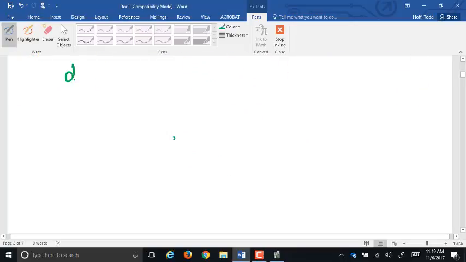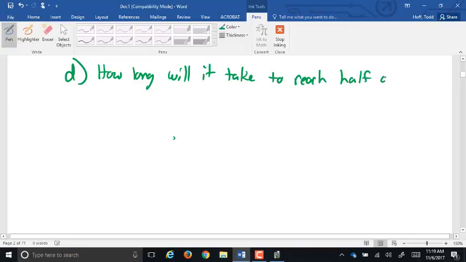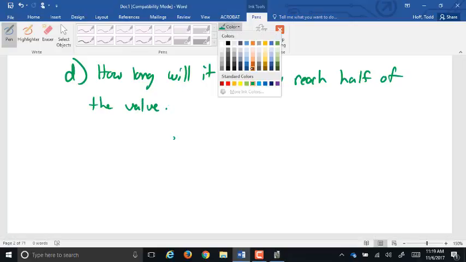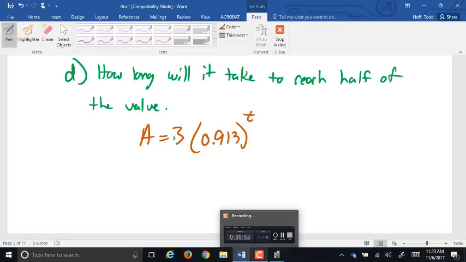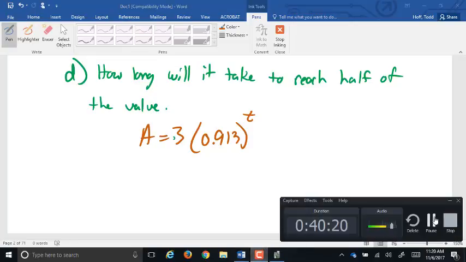Now here's the big one here, part D. How long will it take to reach half of the value? So just remember our model is that. So this is where we've got to bring in what we learned last class with the logs. So I'm going to give you guys a minute or two to figure this one out.